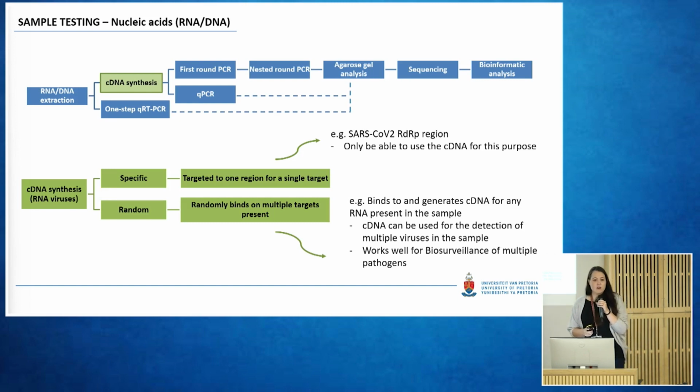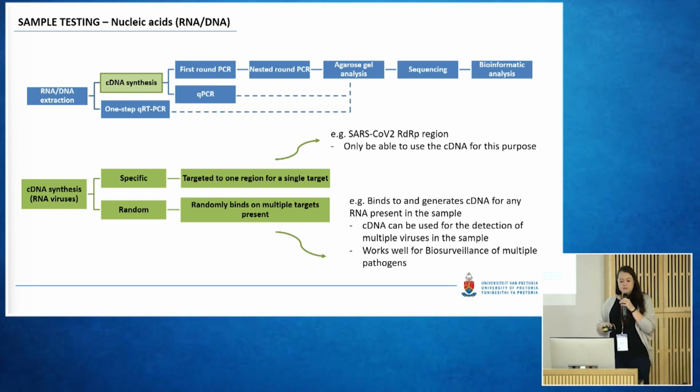So specifically for RNA viruses, we do need to convert the RNA into complementary DNA to be able to do the PCRs and the assays on these samples. This can be done in two ways. You can either make your cDNA specific for your target virus, or you can make it random. Specific would mean that you would use primers specific for, for instance, coronaviruses, whereas random would mean you make cDNA from all the RNA within the sample.